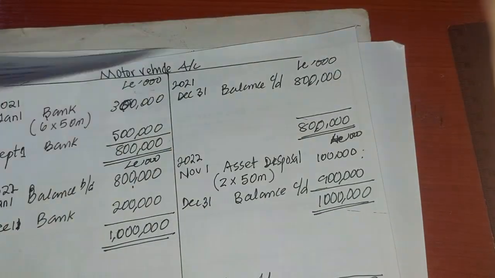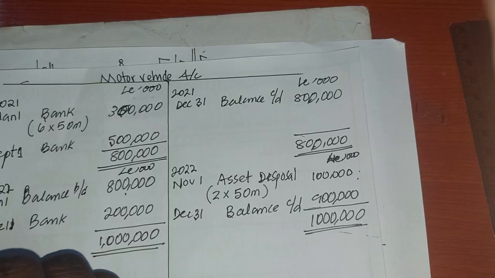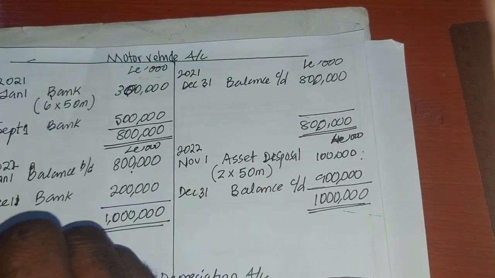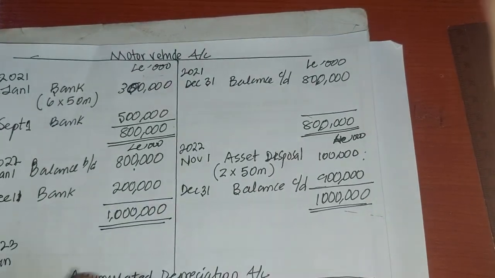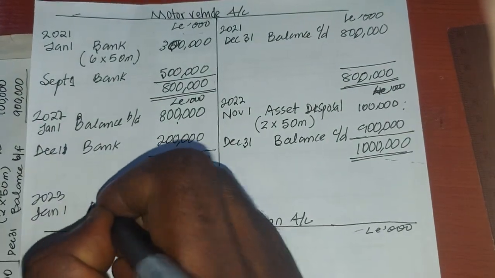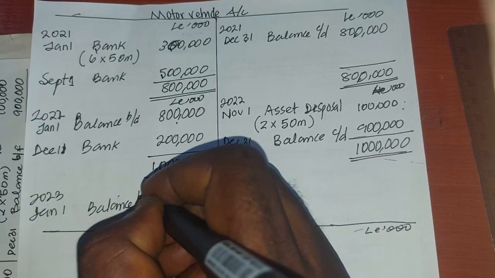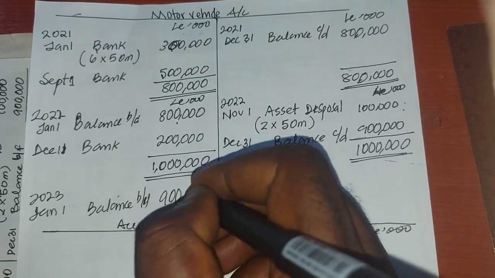Now the motor vehicle account has been done. So by 2023, we'll be having a balance on January 1st, a balance brought down of 900 million.